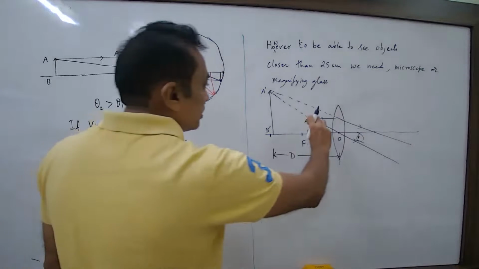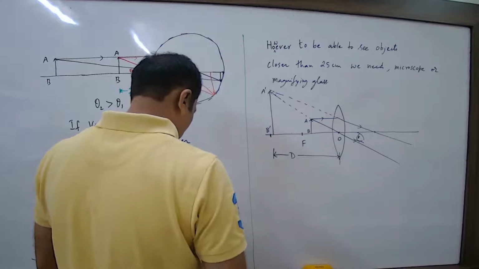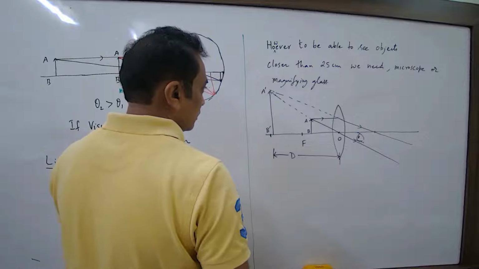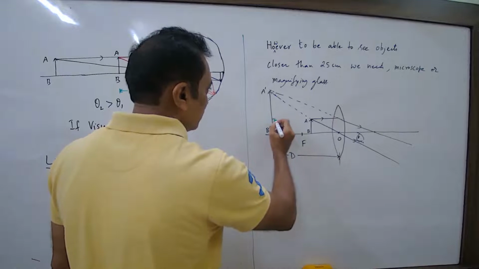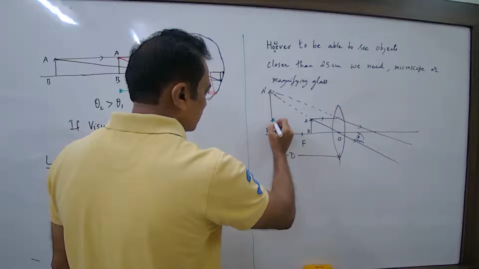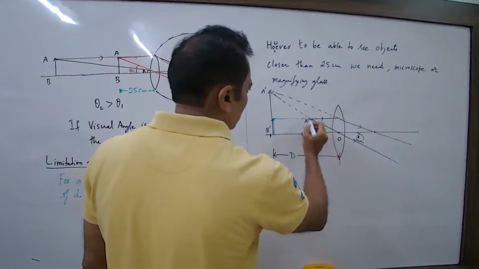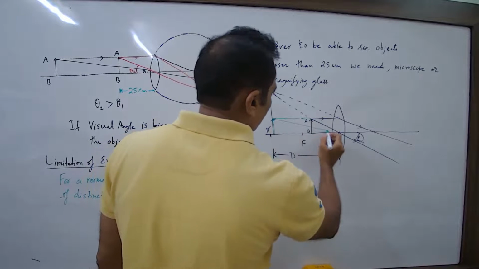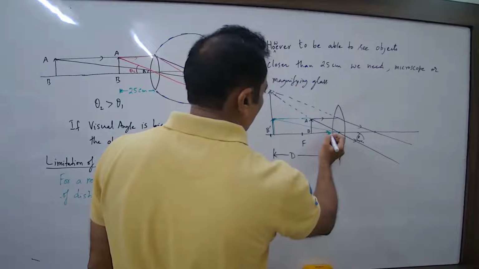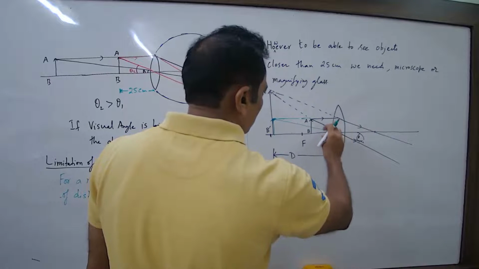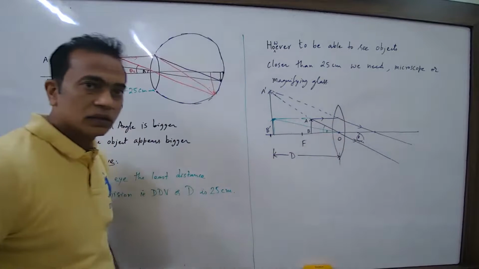Now imagine if the same object was kept here, what will be the visual angle? Diminished. No, diminishing. If the object was kept here, its visual angle will be, this is the visual angle. It will be very small. But now look here at this angle. When the object is closer, the angle increases. Correct?